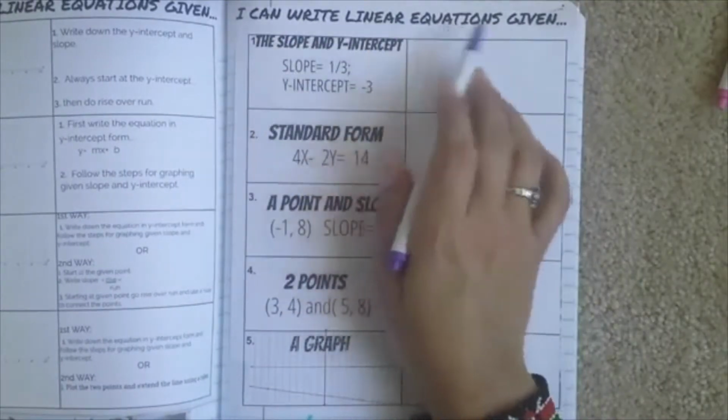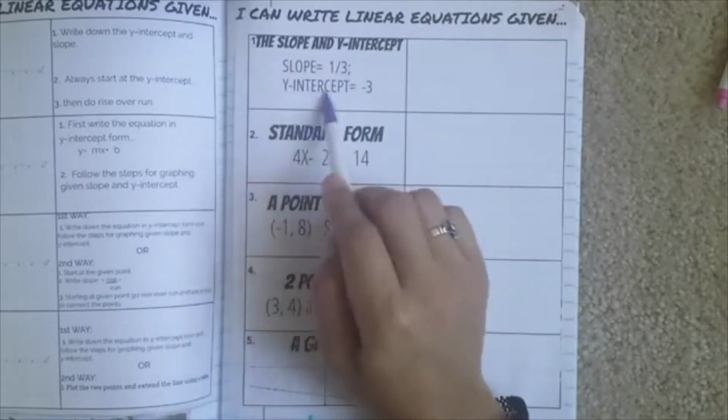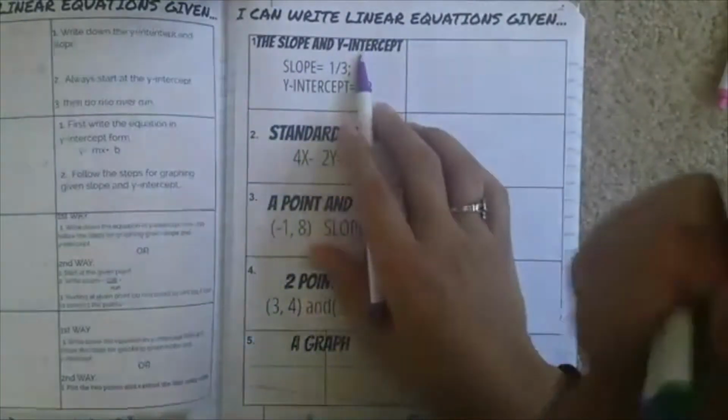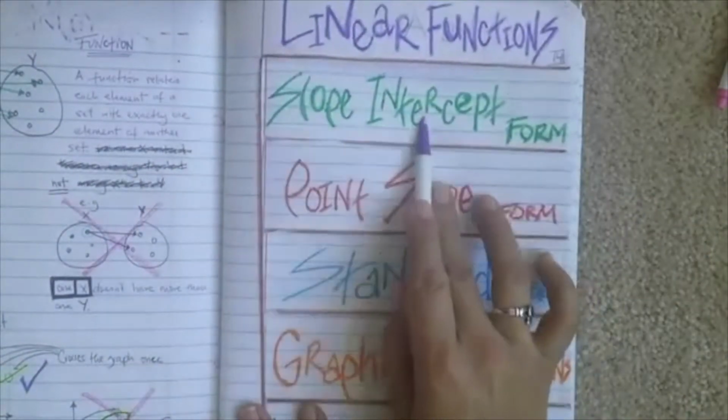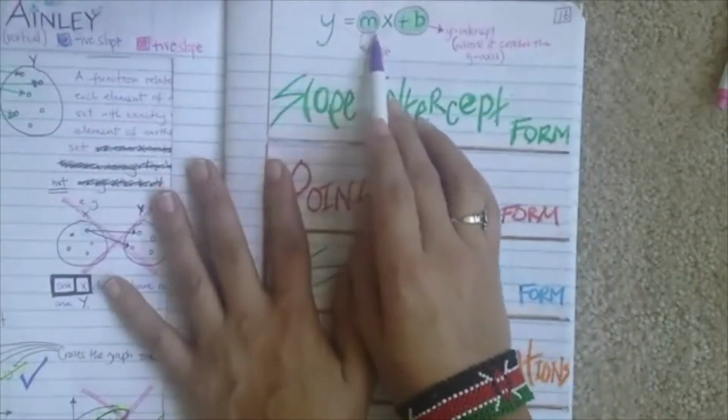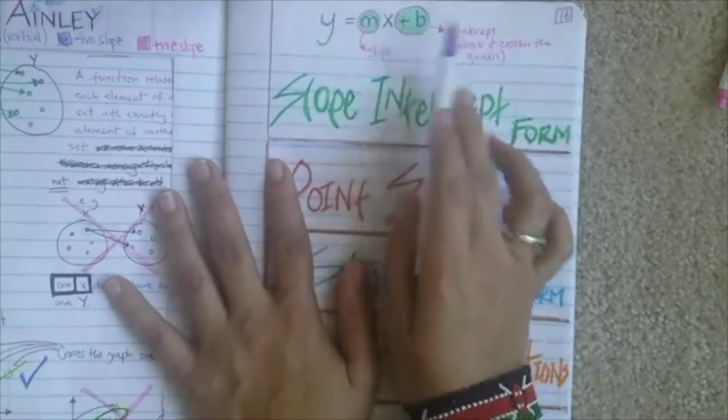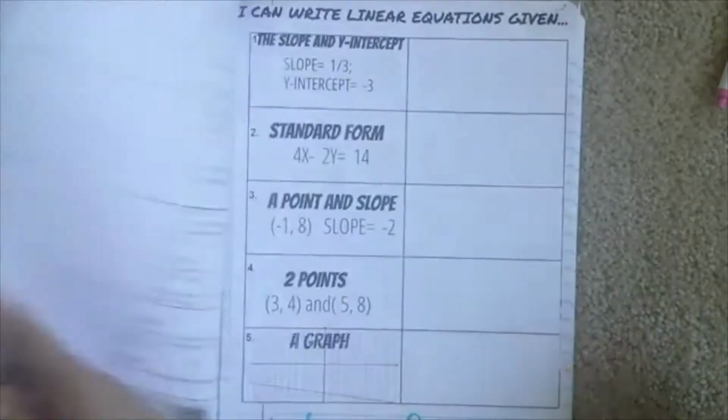I can write linear equations given the slope and the y-intercept. So if the slope is 1/3, the y-intercept is -3, excuse me. So we're going to go down to where it says slope-intercept form, because I'm being given the slope and the intercept. y equals mx plus b. m is the slope, b is the y-intercept.